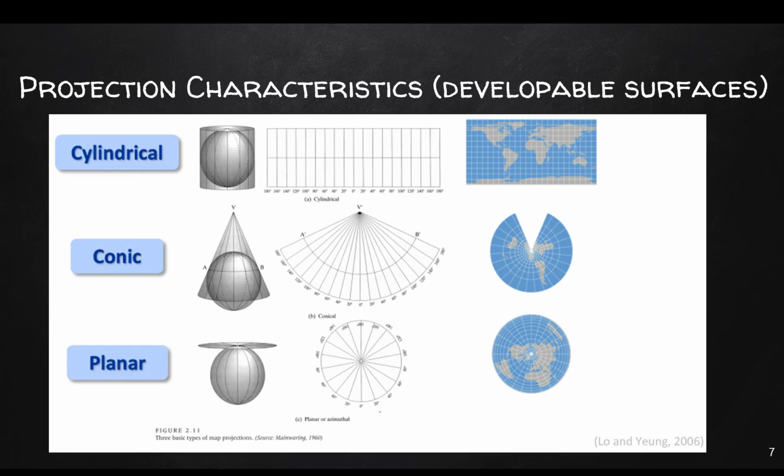Map projections are classified according to their geometric surface, also called the developable surface, from which they are derived. Here are the three most common types of developable surfaces: cylindrical, conic, and planar. Planar is also referred to as azimuthal. A cylindrical projection uses a cylinder, a conic projection uses a cone, and a planar projection uses a plane. Simple enough.